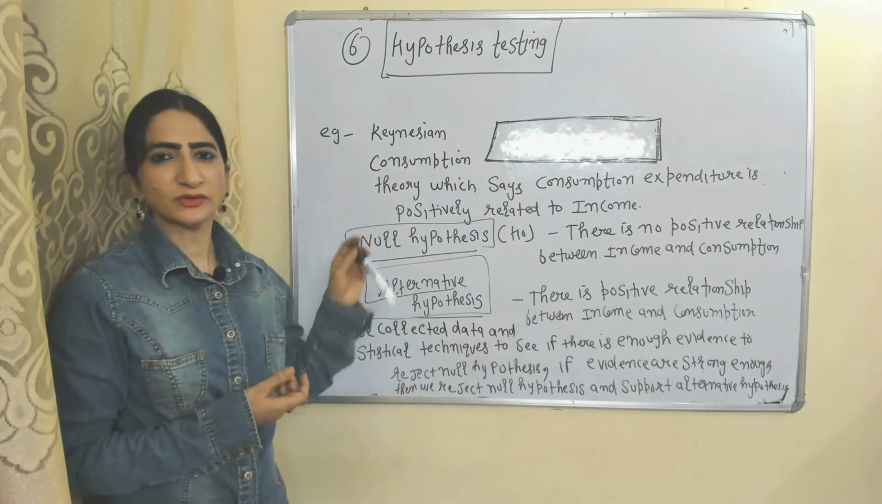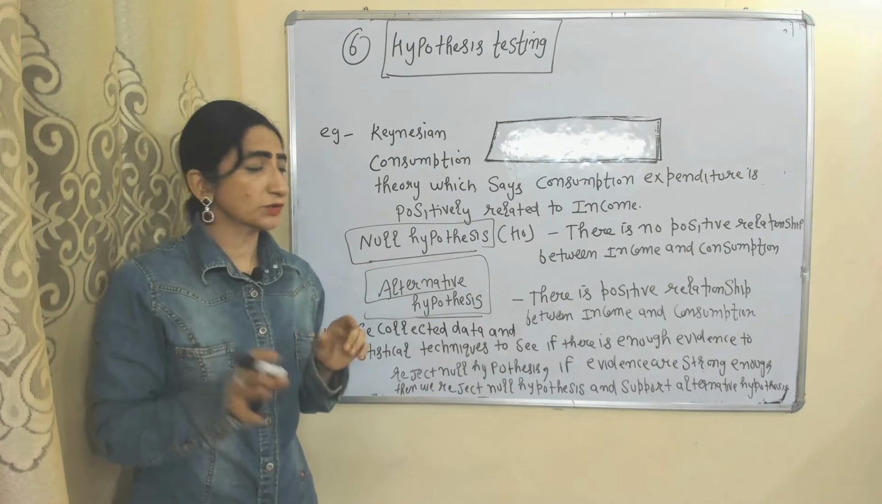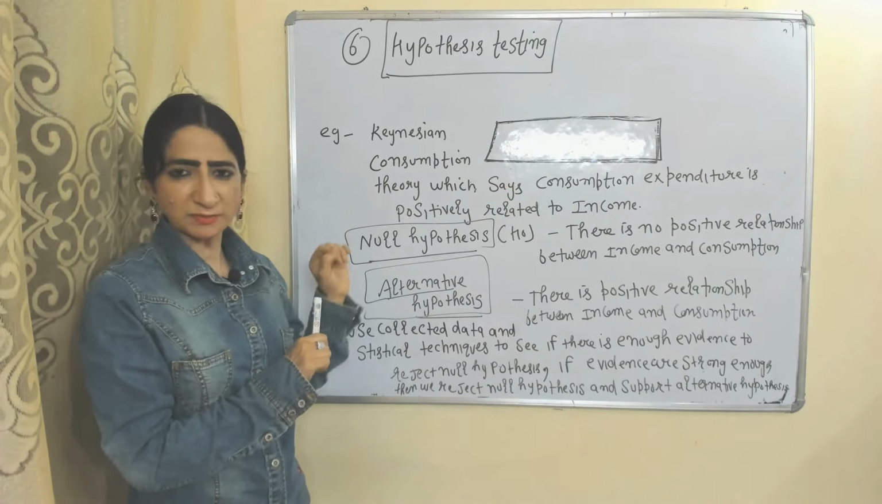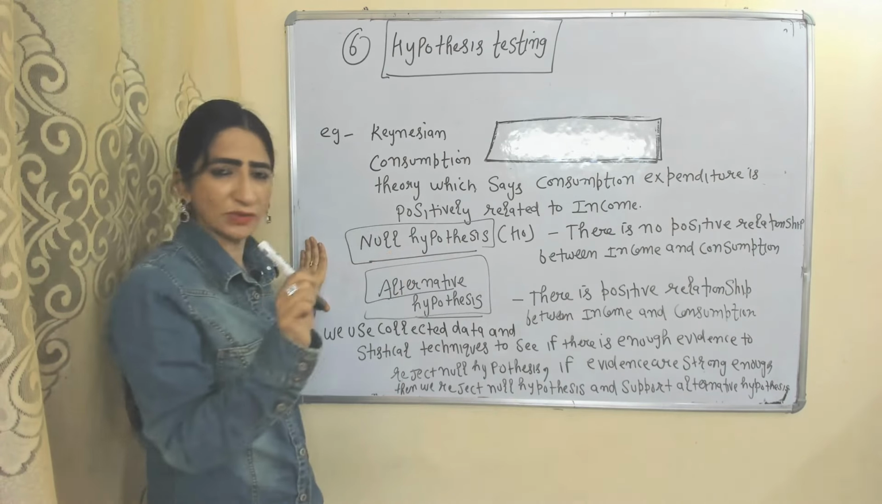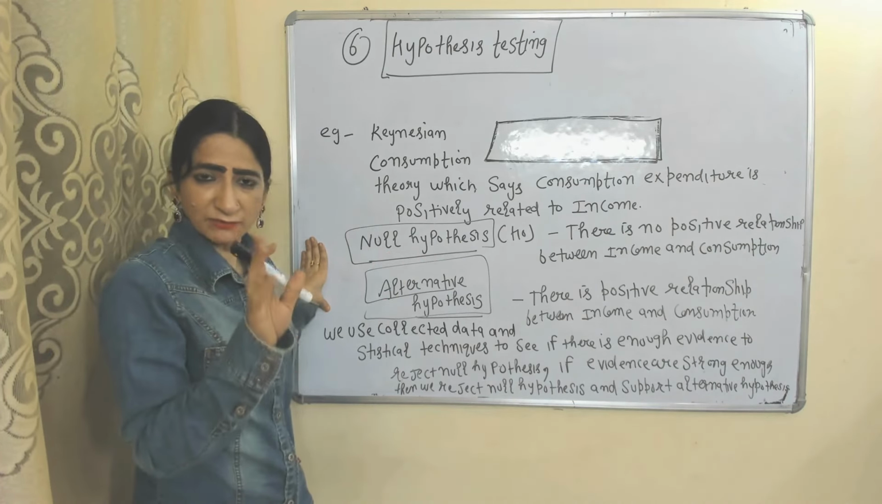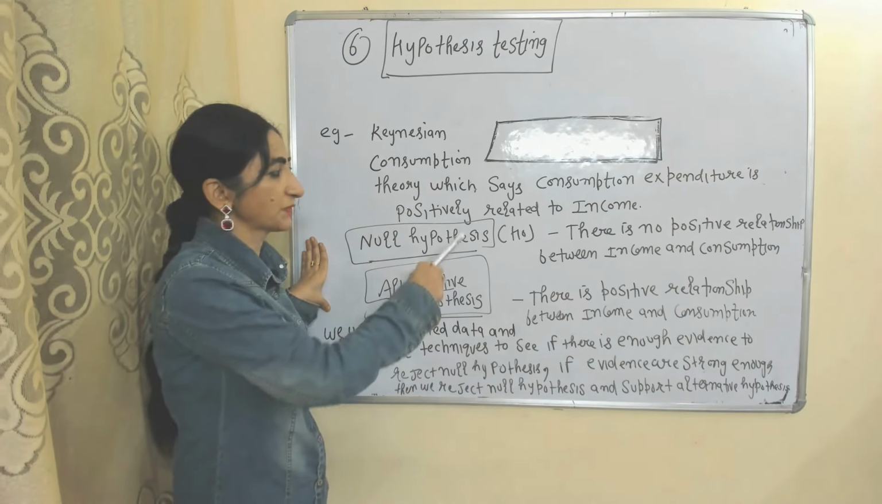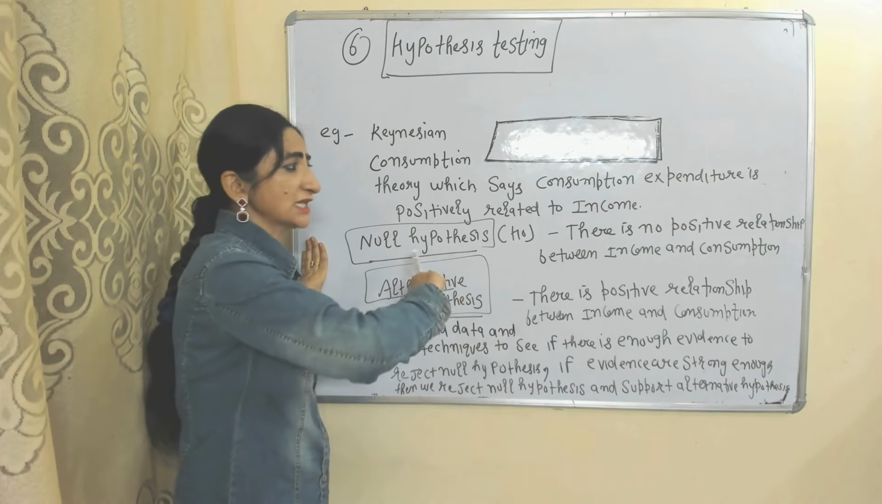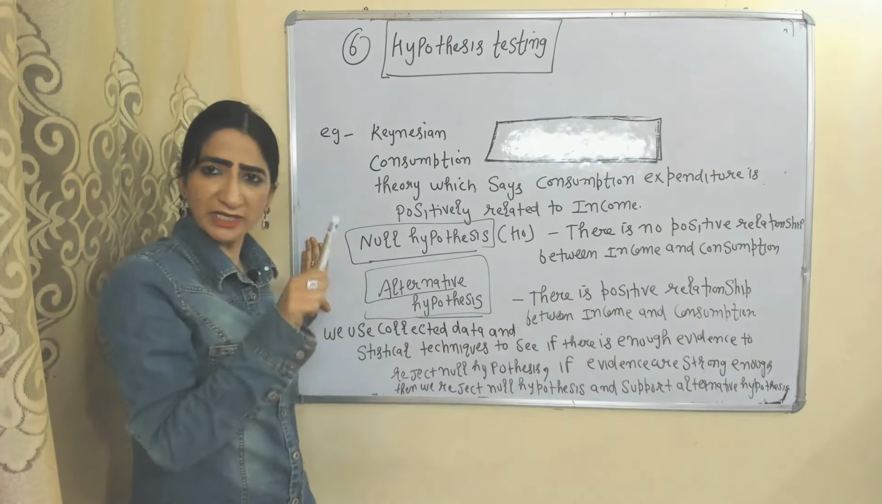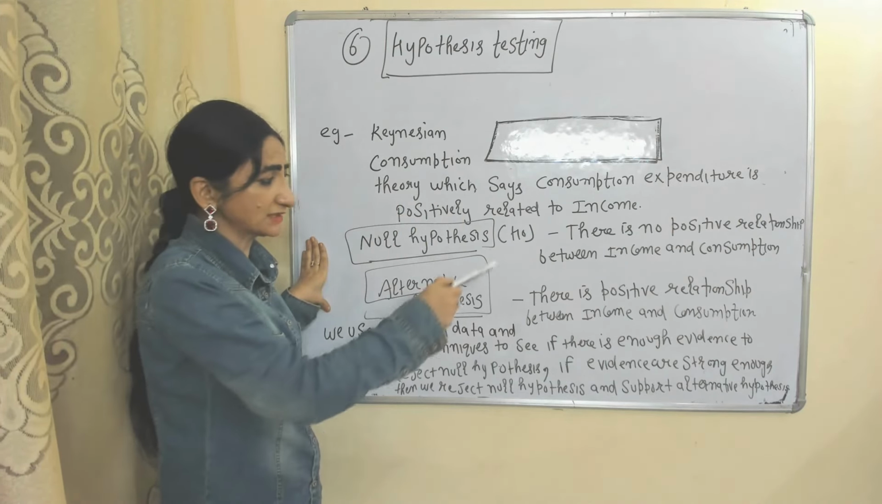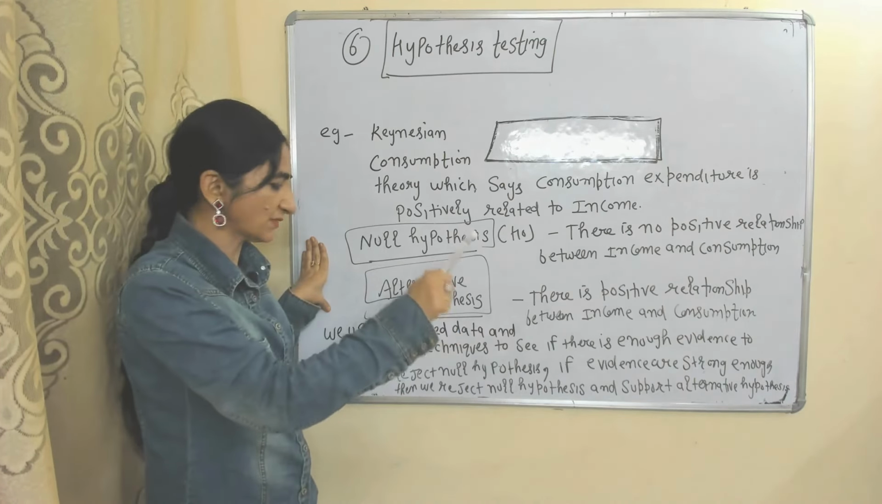Next step, hypothesis testing. Suppose we want to test Keynesian consumption theory, which states consumption expenditure is positively related to income. In hypothesis testing, we make 2 types of hypothesis: null hypothesis and alternative hypothesis. According to the null hypothesis, there is no positive relationship between income and consumption. But the alternative hypothesis represents that there is a positive relationship between income and consumption.